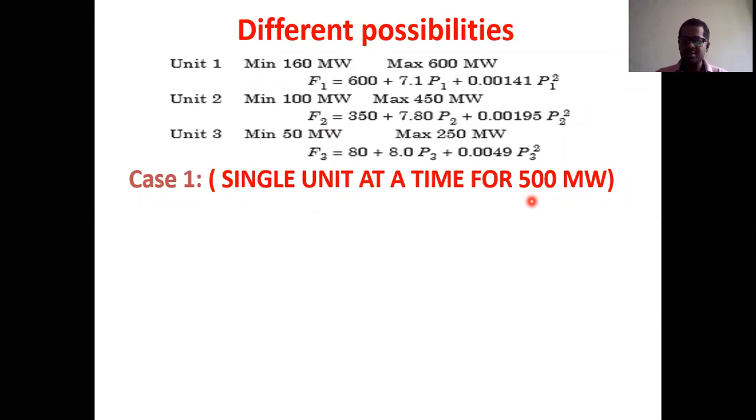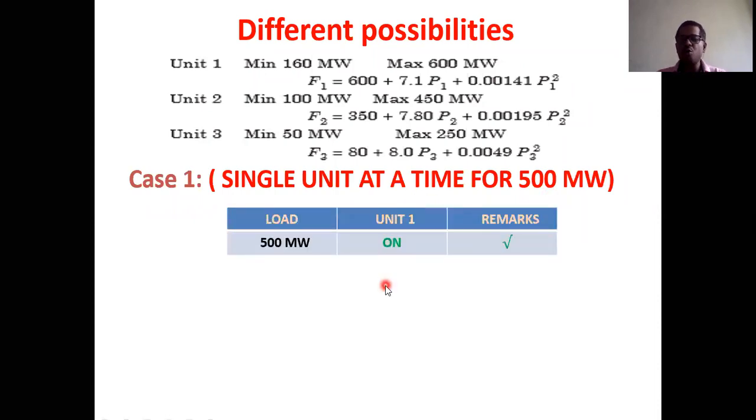Now I will check whether unit 1 is going to meet the load or not. Similarly, whether unit 2 is going to meet the load or not, and whether unit 3 is going to meet the load or not. That is a single unit at a time for the 500 megawatts load. Now let us consider unit 1. The load is always constant here, 500 megawatts. Let us assume unit 1 is on.